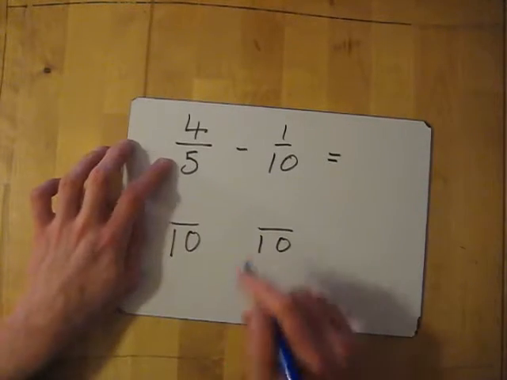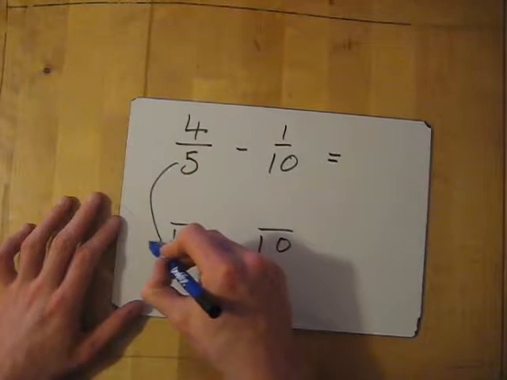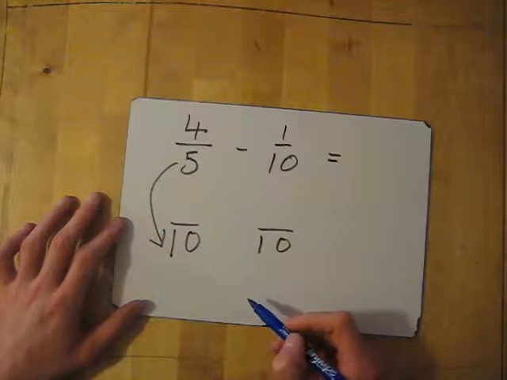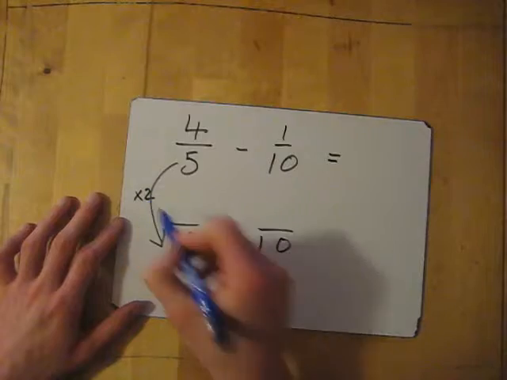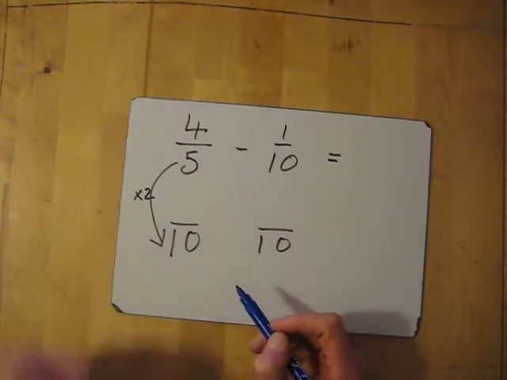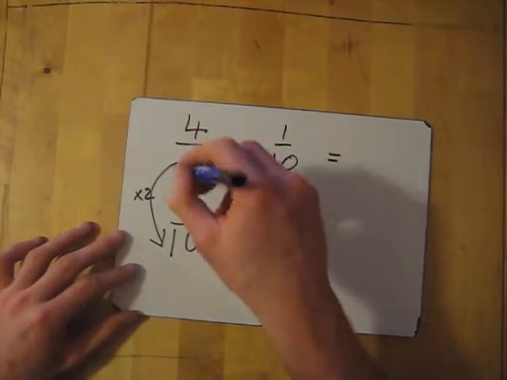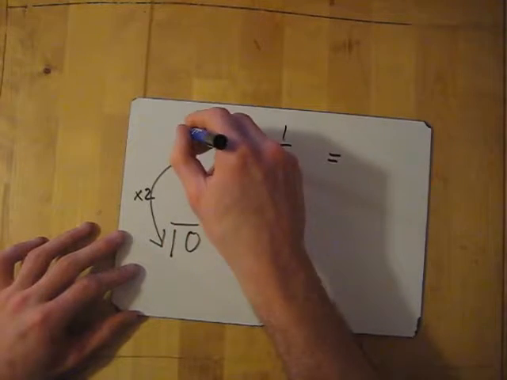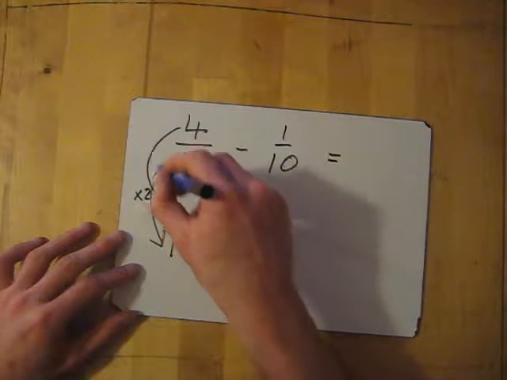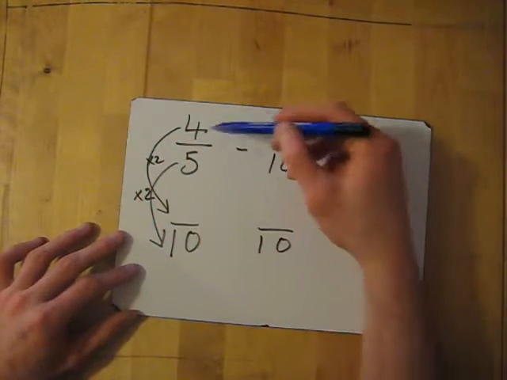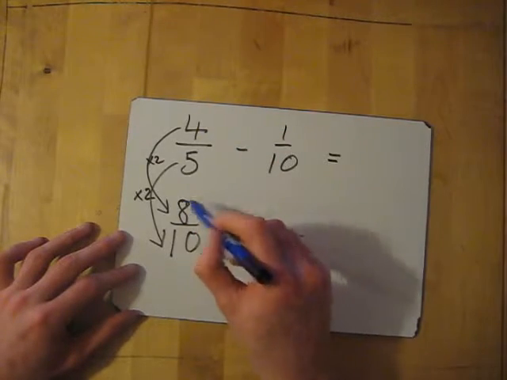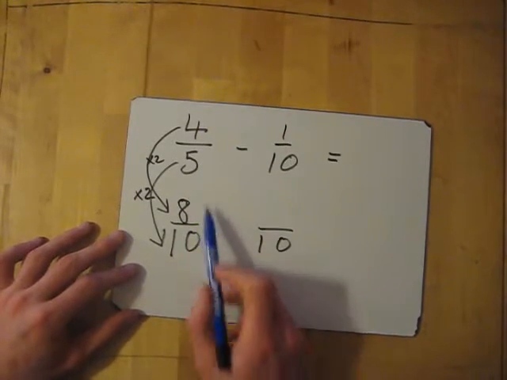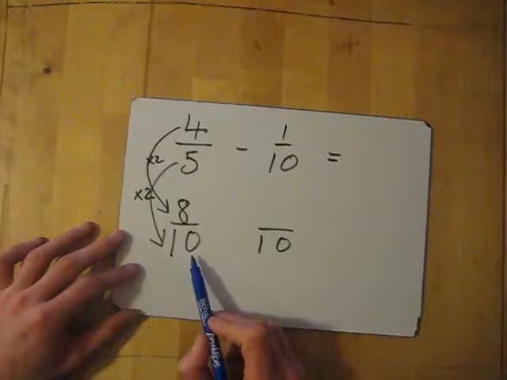So with 5, what have I done to 5 to turn it into a 10? I've times it by 2. It's multiply or divide, it's never just add 5. So whatever I do to the bottom, I have to do to the top, so I have to times the top by 2 as well. So it'll be 4 times 2, which gives me 8. So now 4/5 is equivalent to the same as 8/10.